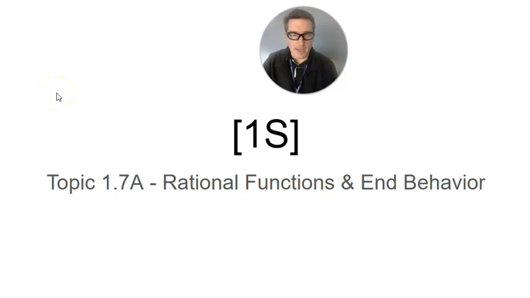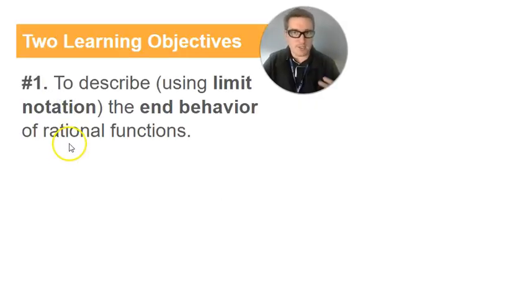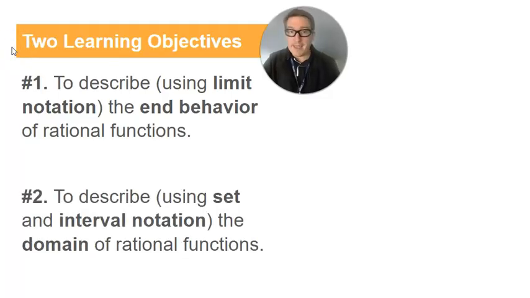Welcome to Assignment 1S, which is about rational functions, a new topic for us in Pre-Cal. We have two learning objectives, which is going to be two skills that you need to learn from this video. Skill number 1, can you describe the end behavior of a rational function? And skill number 2, can you describe the domain of a rational function? Keep in mind that there are two skills that are going to be on the mastery check.